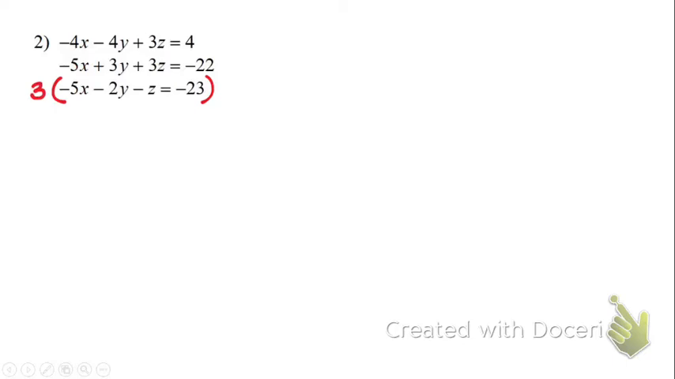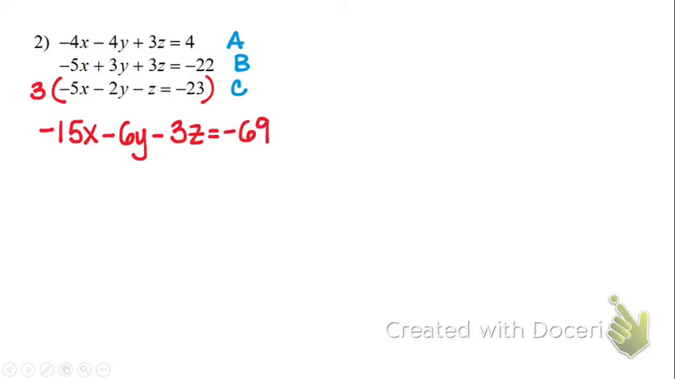So carefully take that equation, multiply it by 3. This is A, B, and C. So we're taking equation C and multiplying it by 3. So it becomes negative 15x minus 6y minus 3z equals negative 69. Okay, so now that we have that, let's go ahead and add.